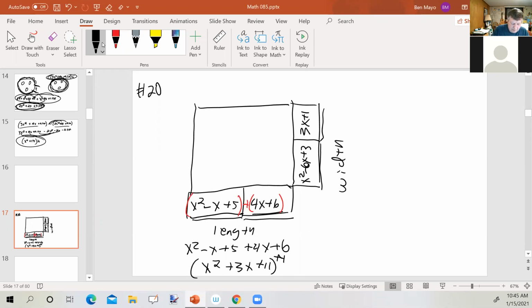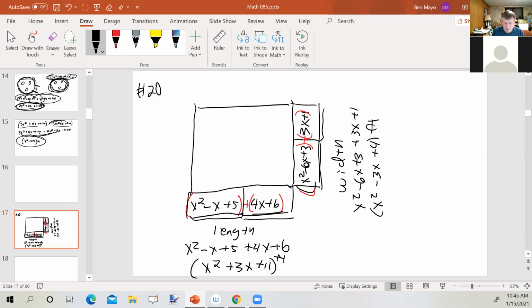All right. So let's get the total width. We're going to add those and we're going to get x squared minus 6x plus 3 plus 3x plus 1, which is x squared minus 3x plus 4 feet. So there's the total width.